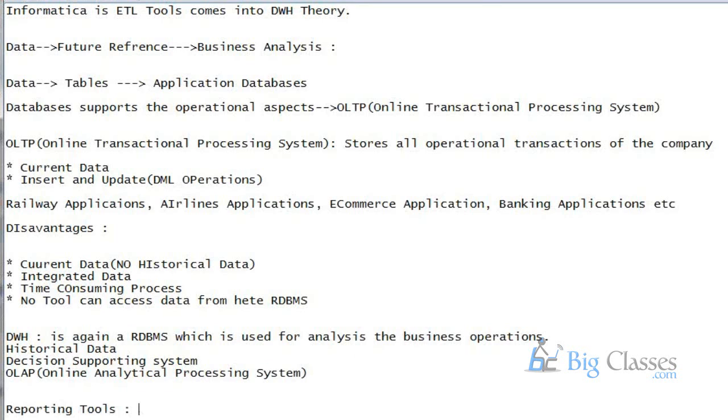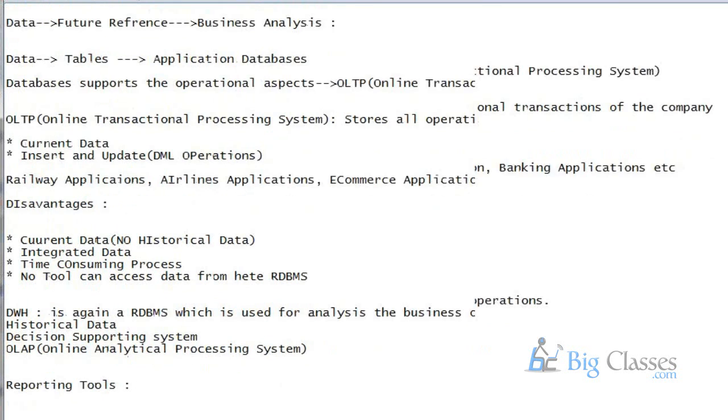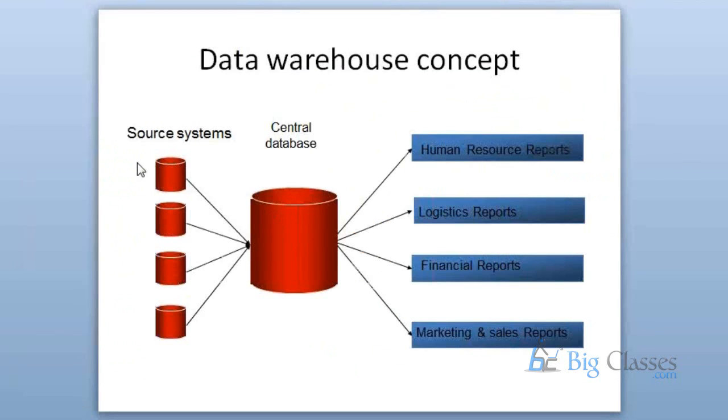So we have the architecture like this. We have the source systems here, and we are performing extraction, transformation, and loading into a very big database called the data warehouse. Once we have the data warehouse ready here, the data in the data warehouse will be accessed by the reporting tool.